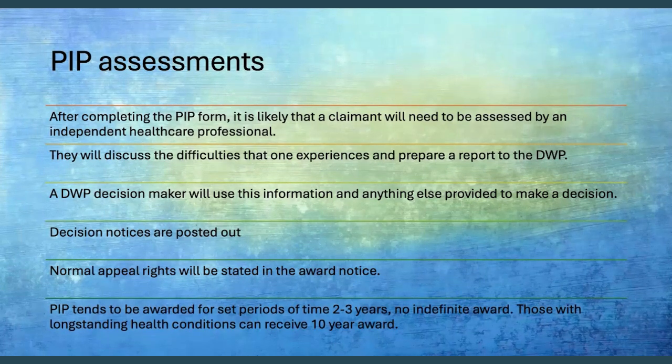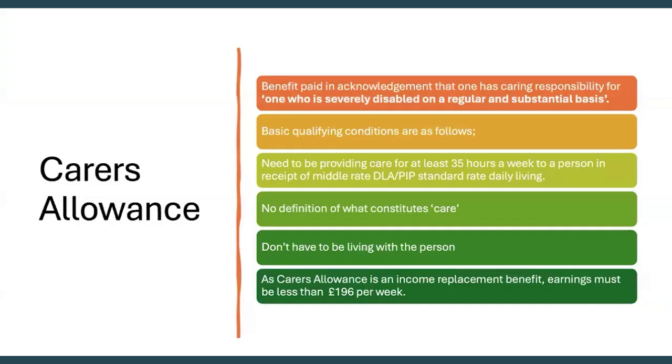And PIP tends to be awarded for set periods, again, 2 to 3 years. There are no indefinite awards anymore, although those with long-term health conditions that realistically won't see any improvement can receive PIP for 10 years.